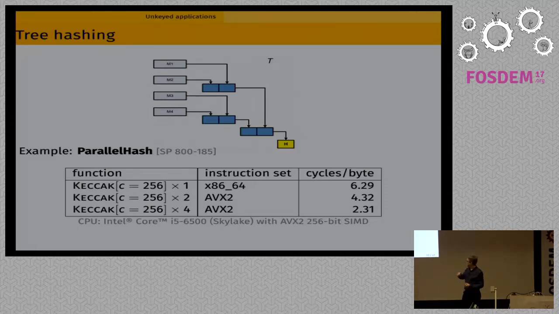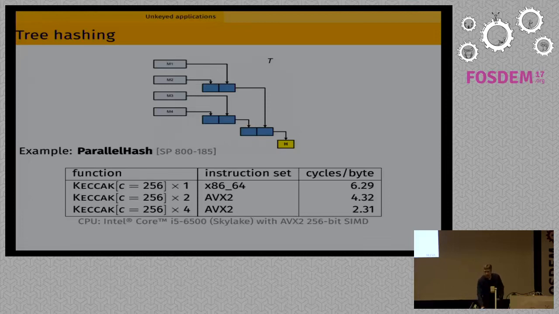In the latest standard from NIST, there is this ParallelHash function that exploits this kind of parallelism, and you can see that the number of cycles per byte, still on this Skylake processor, decreases significantly as soon as you can exploit this parallelism. As soon as your input is big enough, you can go down to 2.3 cycles per byte, which is quite fast. So that's the existing standard.